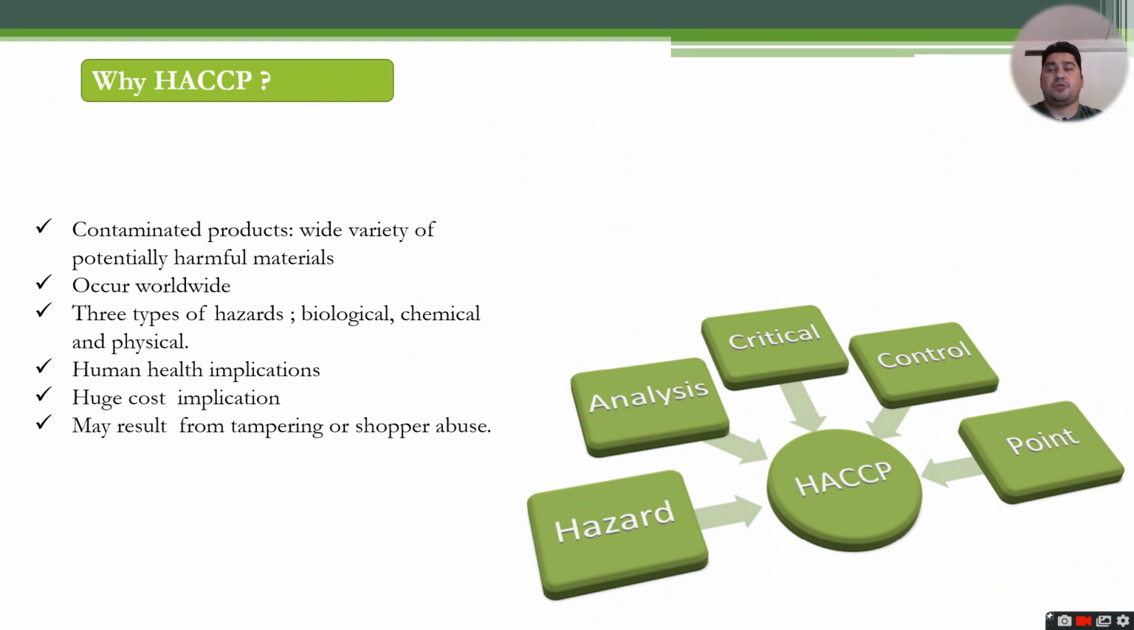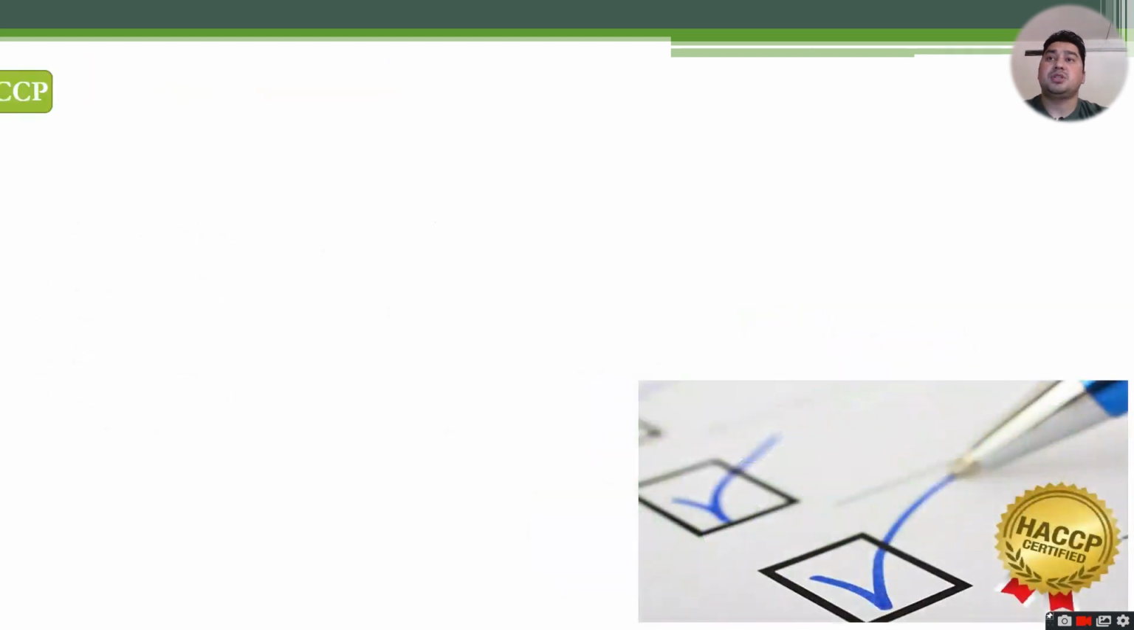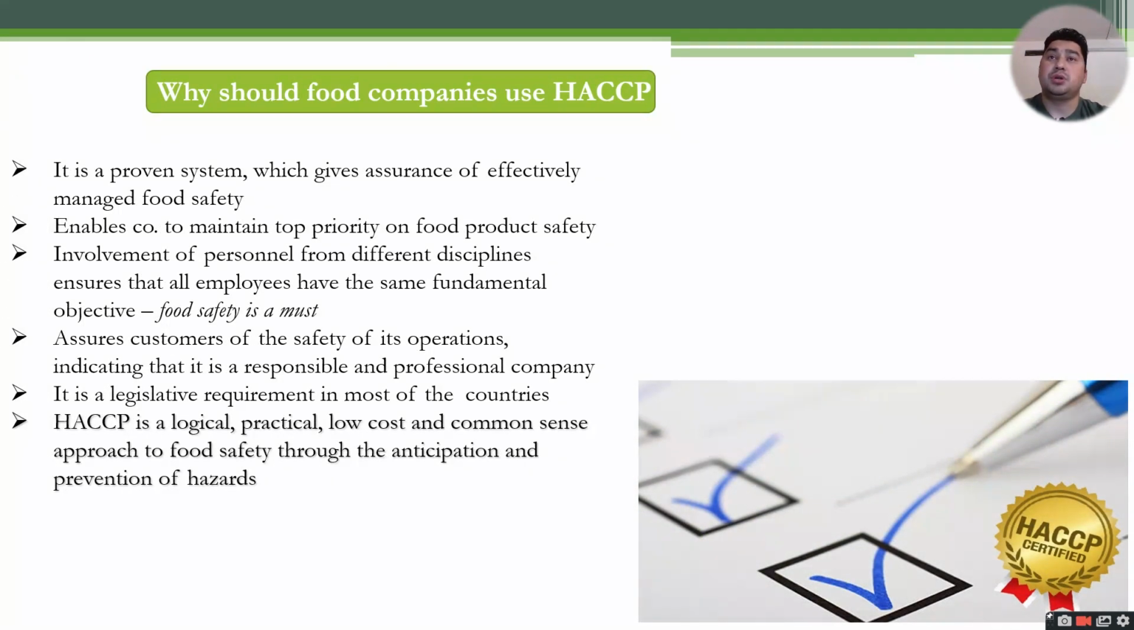Now, why HACCP? Why do we need to choose HACCP? Contaminated products and a wide variety of potentially harmful materials occur worldwide. There are 3 types of hazards: biological, chemical, and physical. Human health implications and huge cost implications may result from tampering or shopper abuse. So this is the reason for HACCP.